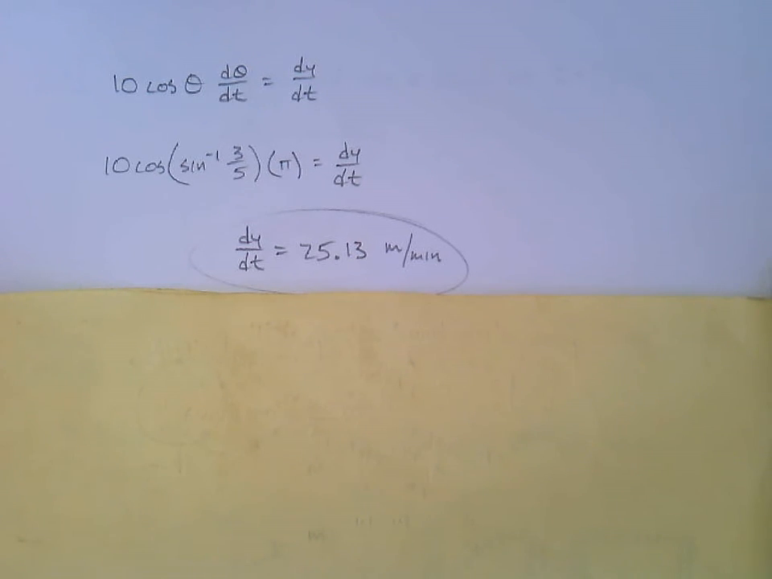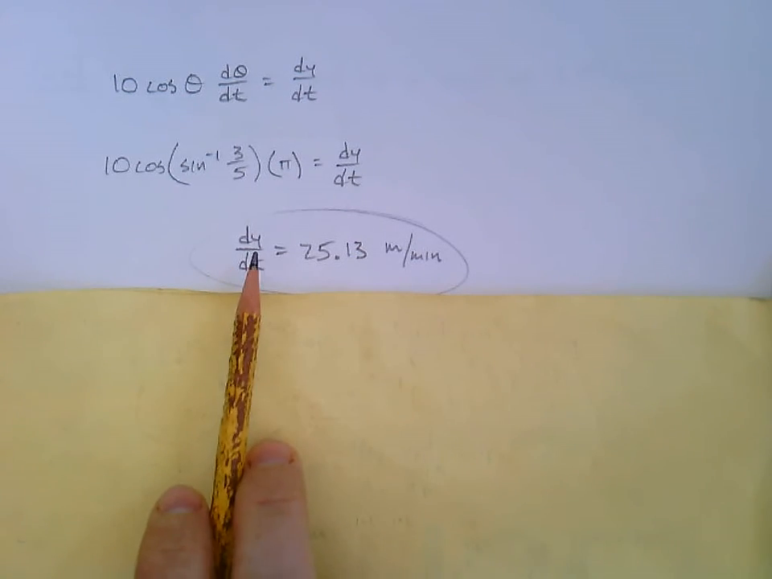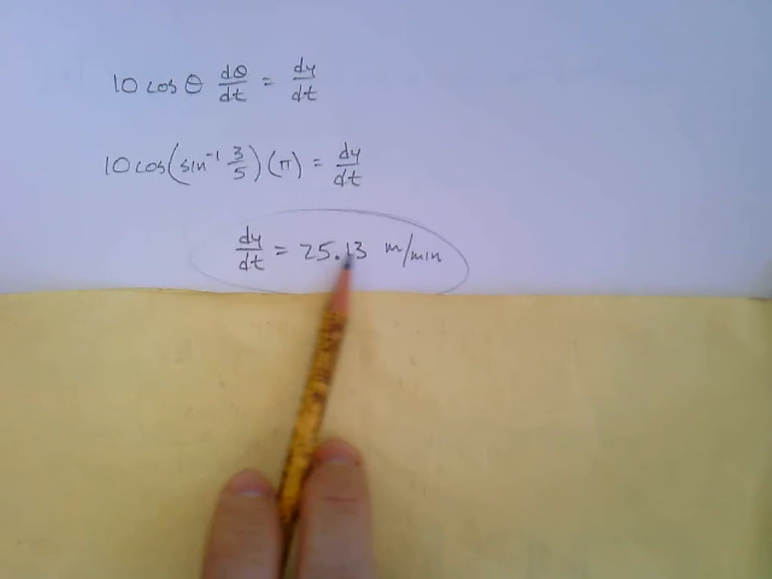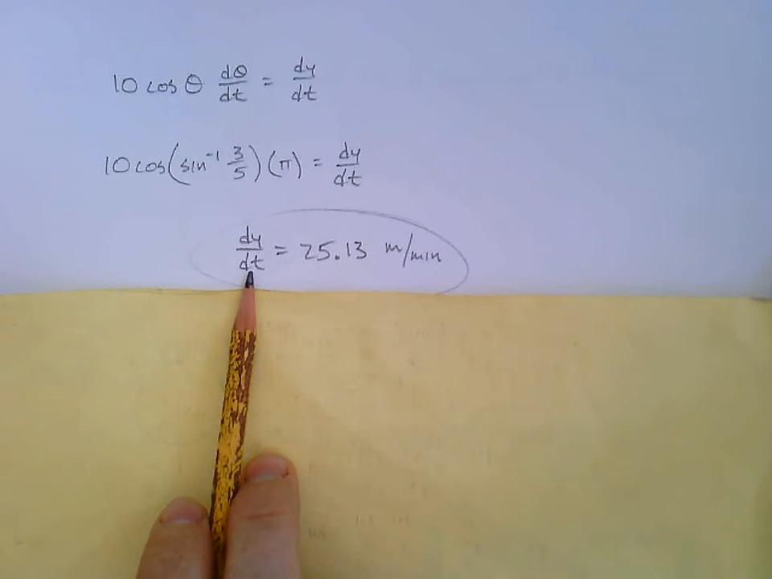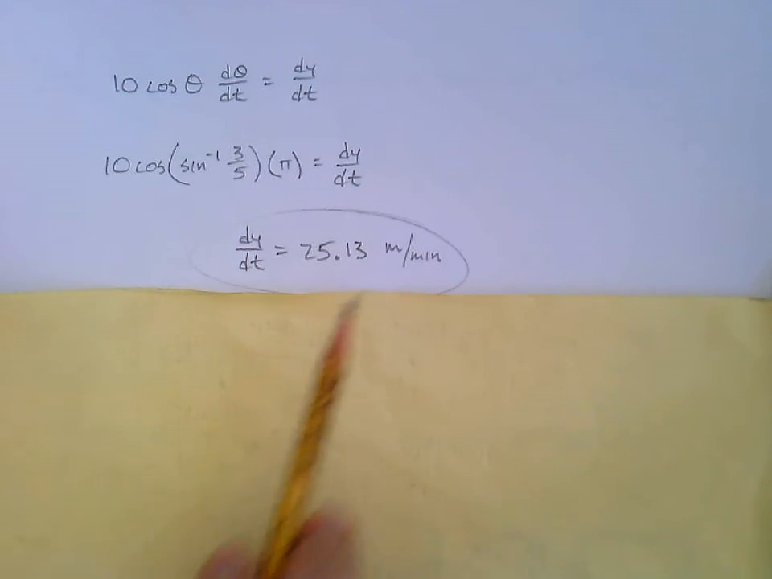And then we think, okay, so then what are the units? Well, y represents meters, t represents minutes. So meters per minute, 25.13 meters per minute. And we got it.